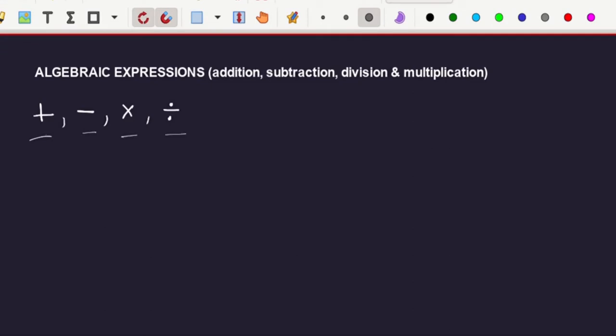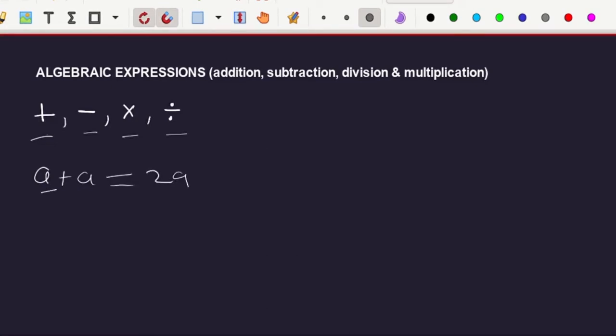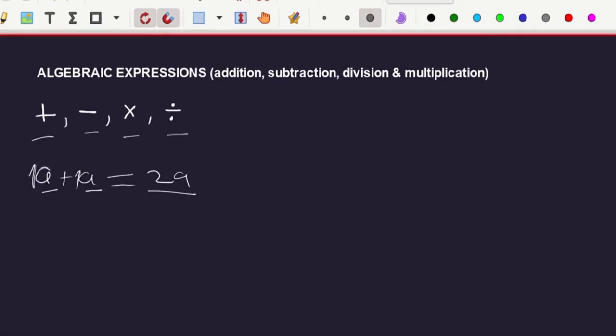For example, a plus a, if we're doing the addition, would give us 2a, because a and a are the same term, like terms. Hence we add the coefficients, which are 1 and 1, and they give us 2a. Same thing for x plus 2x. The terms are the same.